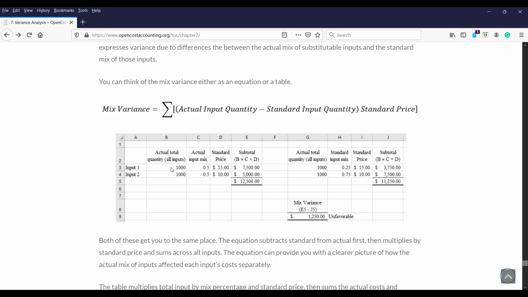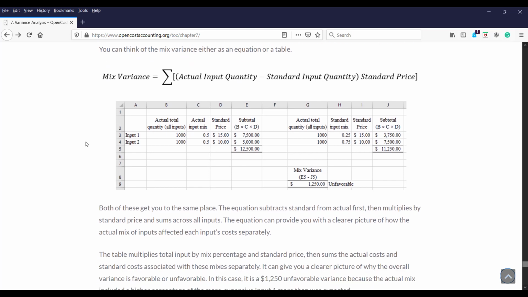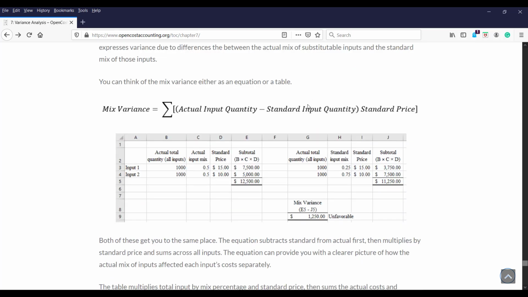So in this table, we have more cost because we had a higher mix of the higher cost input than we would have expected under the standard circumstances, under the standard mix. So notice that it becomes clear in the table, perhaps, what we're varying between the two. We're varying the mix. It's embedded in the equation. It might be a little harder to tease out what we're doing, though, because the standard input quantity is derived by the mix. The idea is that your standard input quantity is going to be calculated by what your standard mix is, times the actual units.